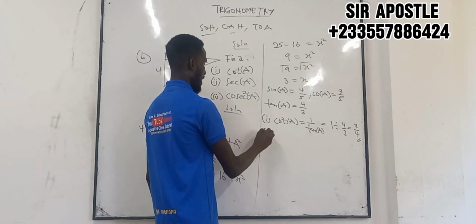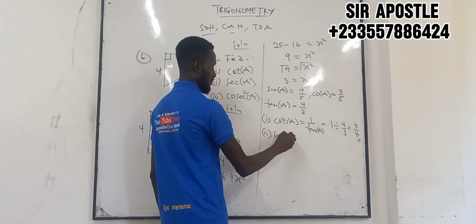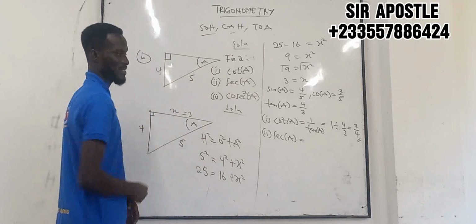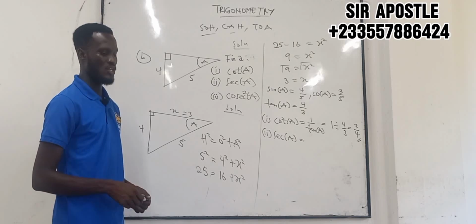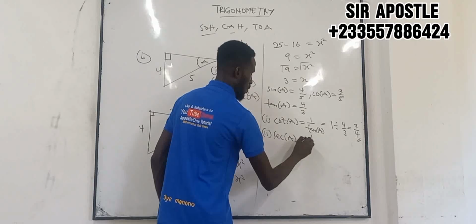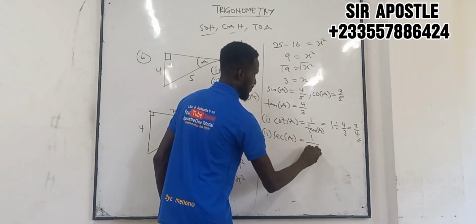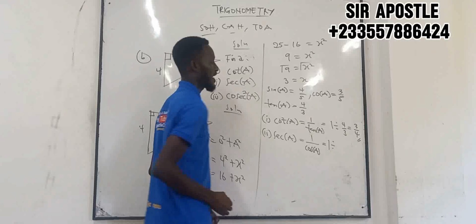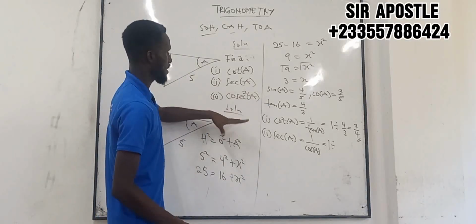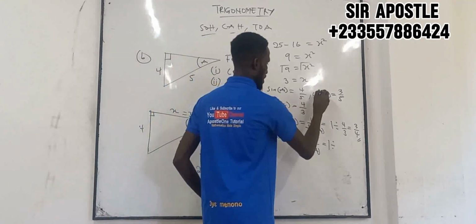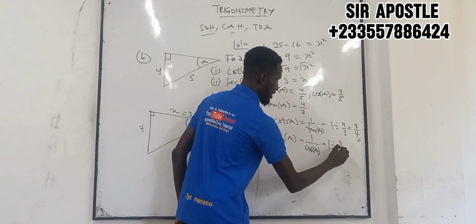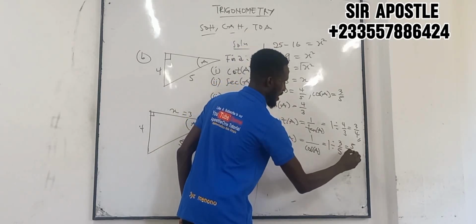Now let's come to part 2. We are looking for sec A. You see, sometimes you're supposed to solve for the missing side before you are able to complete whatever you're supposed to solve. What is sec A? Sec is 1 over cos A. So we have 1 divided by cos A. What is cos A? The cos here is 3 out of 5. So we have 1 divided by 3 out of 5, which will give us 5 over 3.